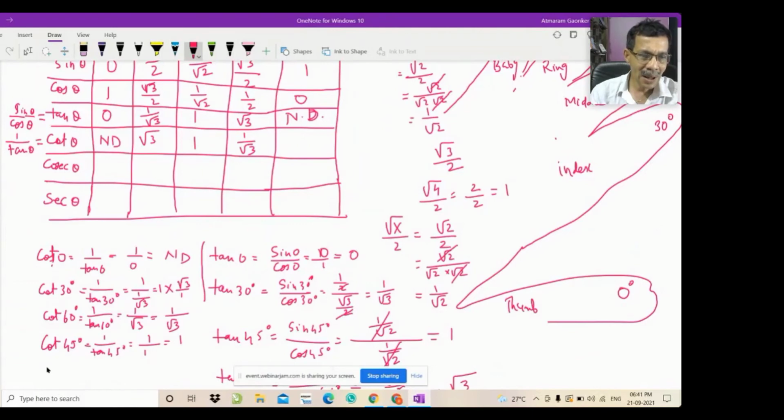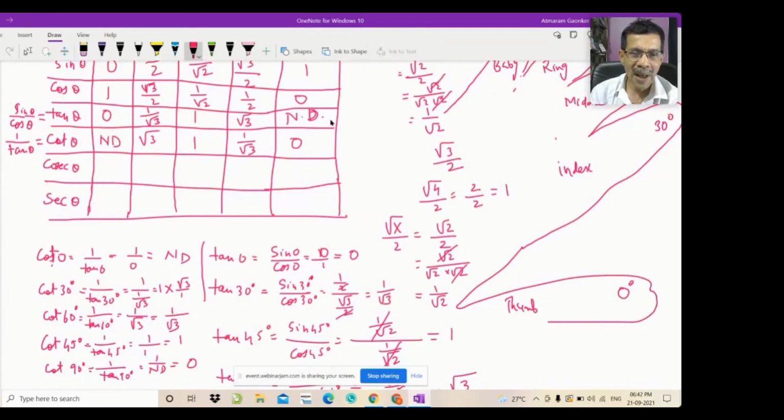And lastly, cot of 90 degrees is equal to 1 upon tan of 90 degrees. And tan of 90 degrees is not defined, and 1 upon not defined is equal to 0. So this is 0. And again, if you know tan theta, you go in the reverse direction to find cot of theta. So here 0, 1 upon root 3, 1, root 3 and not defined. Then the last will come first here as not defined. Then root 3 will come here, 1 as it is, 1 upon root 3 will go here and 0 will go over here.